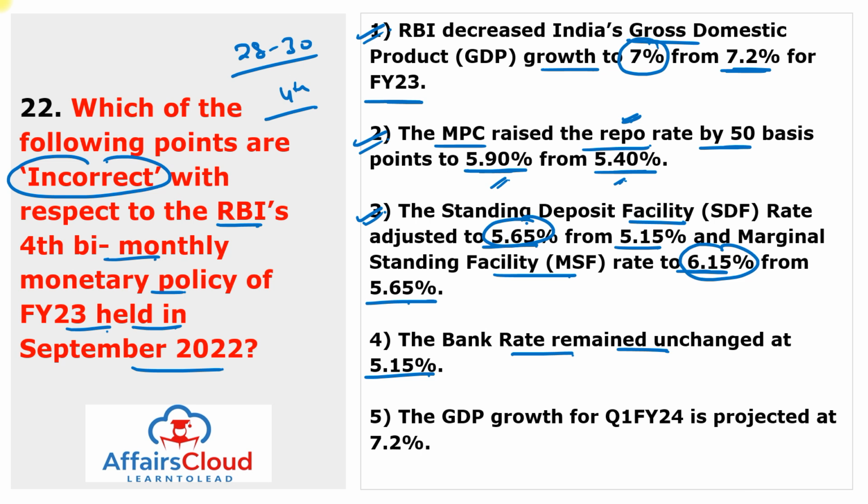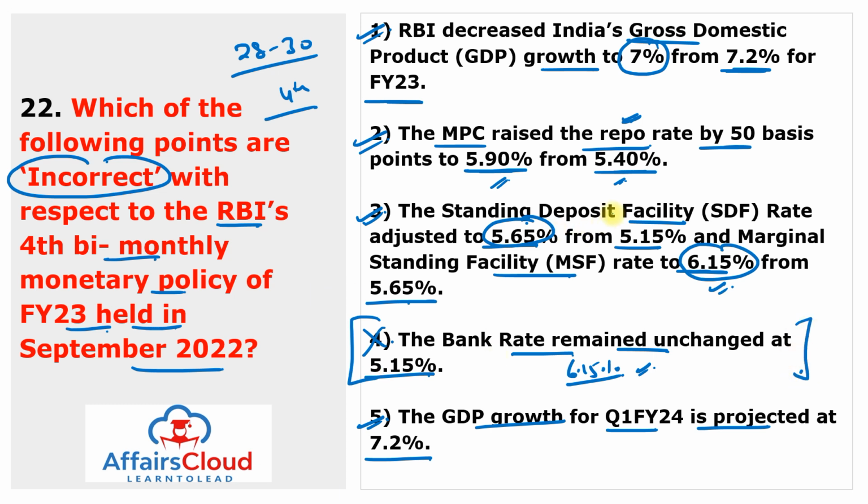It means now the bank rate will be 6.15%, because the MSF is 6.15%, bank rate is also 6.15%. So this statement is wrong. The GDP growth for the quarter 1 of the financial year 24 is projected at 7.2%. This is also true. Also true statement. So all these statements are correct. Only 4 statement is wrong.